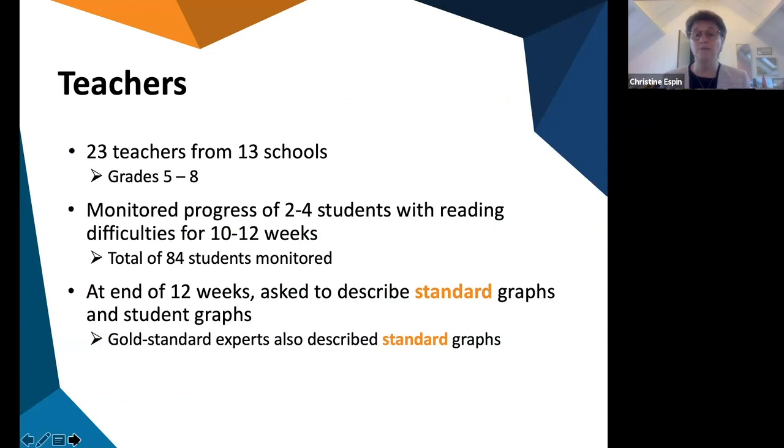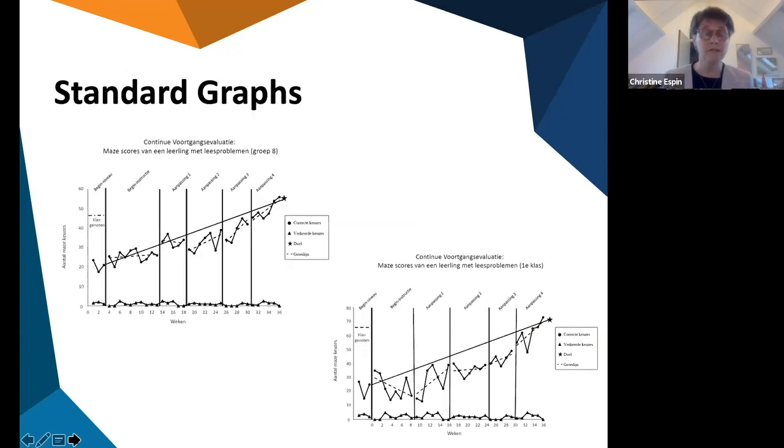And standard graphs were graphs that we made as the research team. And we also asked our gold standard experts to describe the standard graphs. And I'm just going to talk about the standard graphs today in this presentation. Here's what they look like. We showed the participants 2 standard CBM graphs.